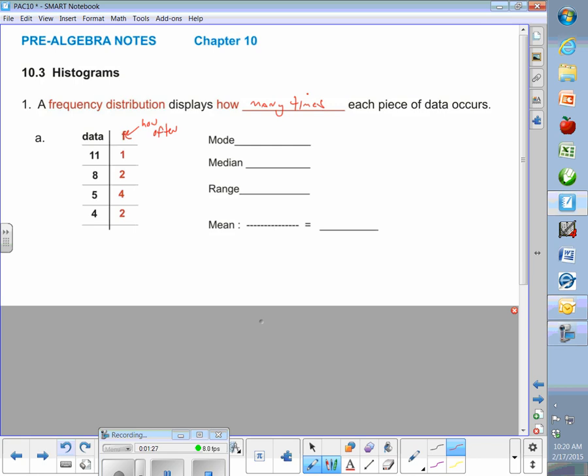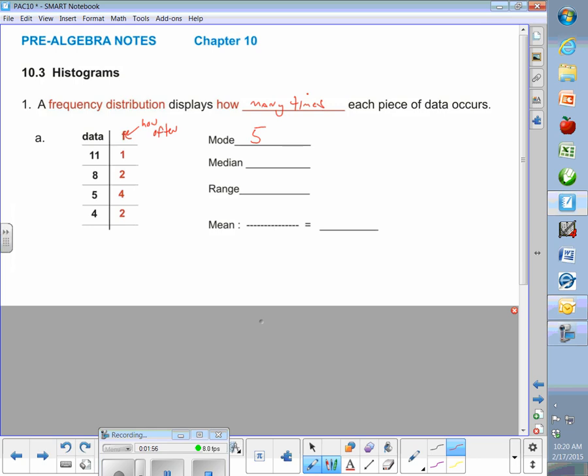Now, one of the benefits of a frequency distribution is it's very easy to read the mode. The mode is very easily recognizable. You can see we have a frequency of 4 for what data? A 5. So our mode is a 5. That's an advantage of a frequency distribution: you can easily read the mode.